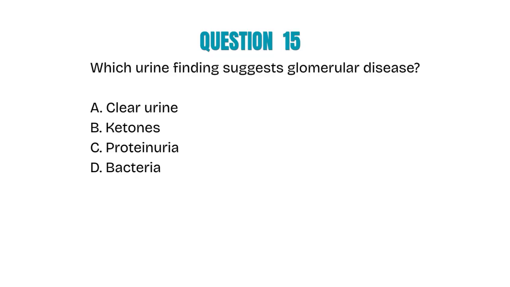Question 15. Which urine finding suggests glomerular disease? A. Clear urine. B. Ketones. C. Proteinuria. D. Bacteria.